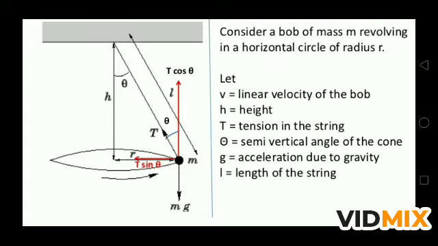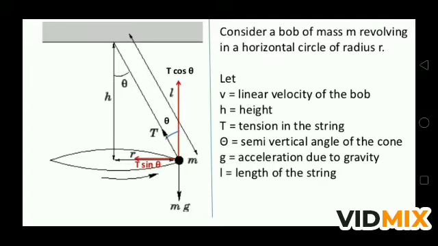Now if you see the diagram, you know very well why we are taking T cos theta, because if you make a parallel line with H, then you see that theta is an alternate angle, so T can be resolved into two components, T cos theta and T sin theta. So v is the linear velocity of the bob, h is the height, T is the tension in the string, theta is the semi-vertical angle of the cone, small g is the acceleration due to gravity, and L is the length of the string.